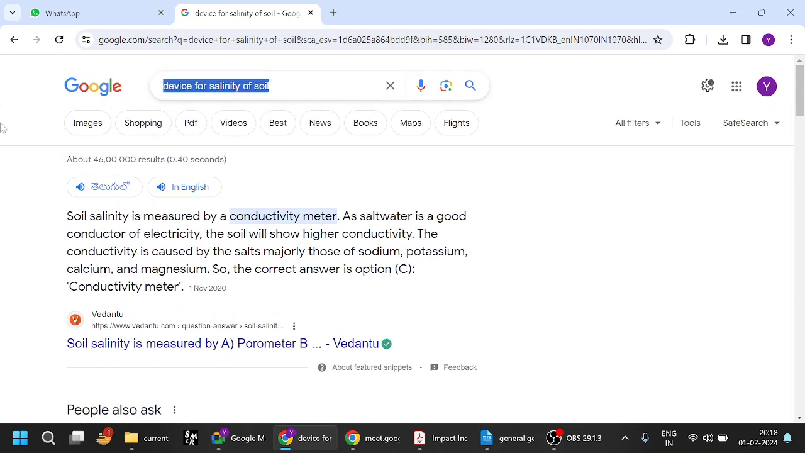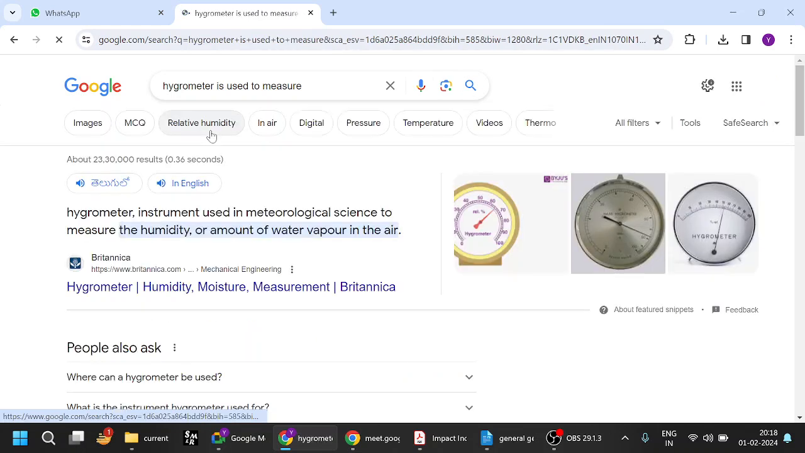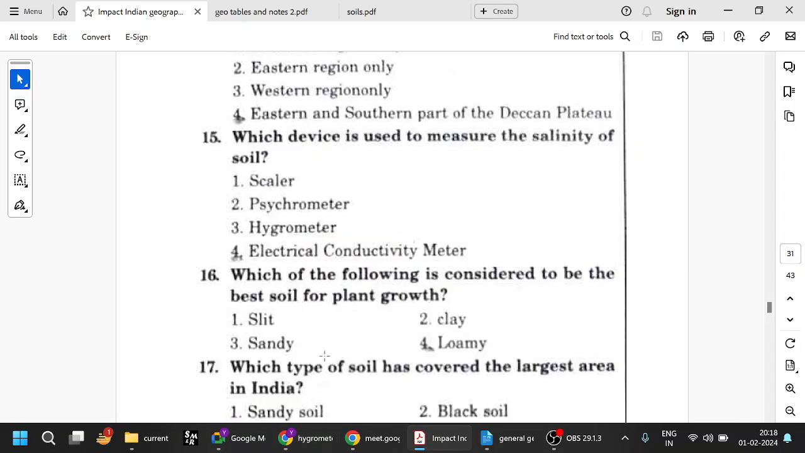And let us see what a hygrometer is. To measure the humidity or amount of water vapor in the air is hygrometer and psychrometer.